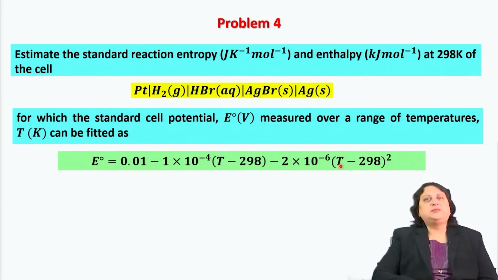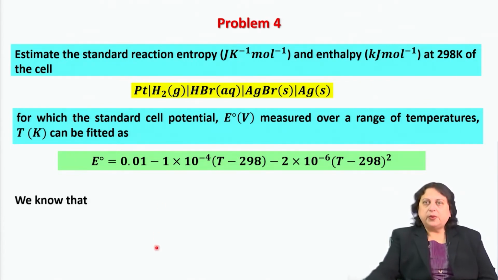Now, given this experimental data, your task is to estimate the standard reaction entropy and standard reaction enthalpy for the electrochemical reaction that takes place in this cell. So, here the set of information provided to you is a little bit different. You have been provided the standard cell potential measured over a range of temperatures. So, E naught is provided to you as a function of temperature, and I want you to find out, let us say, to start with, the standard reaction entropy.